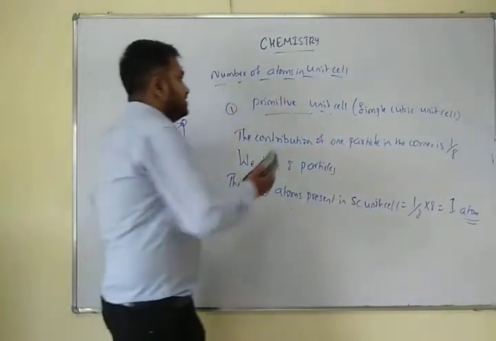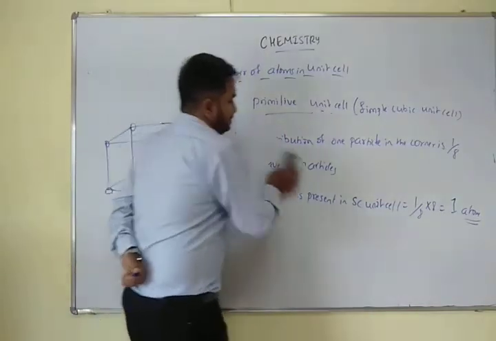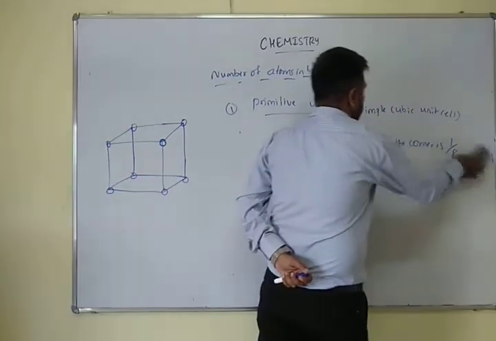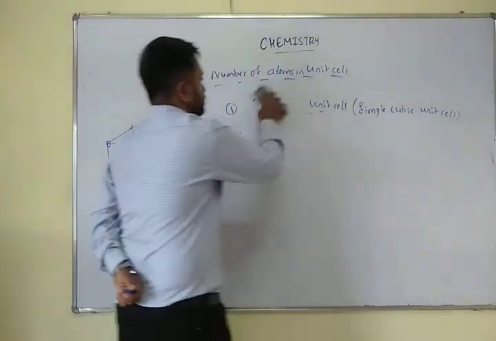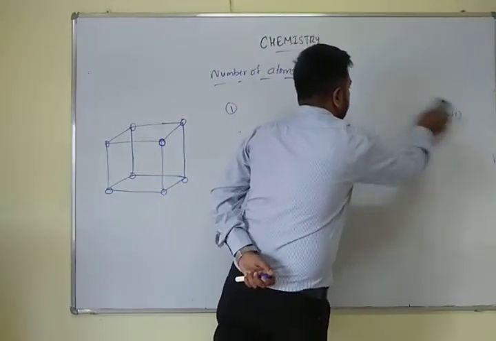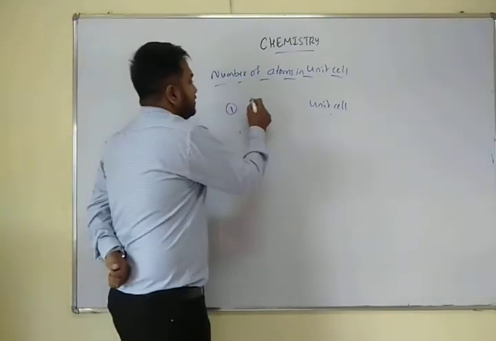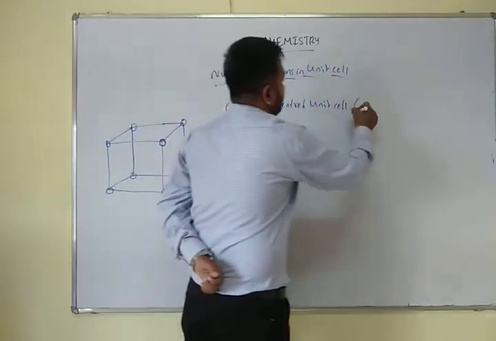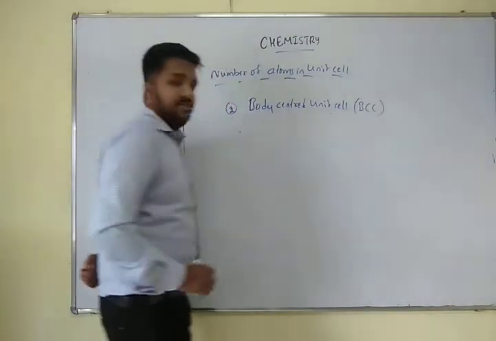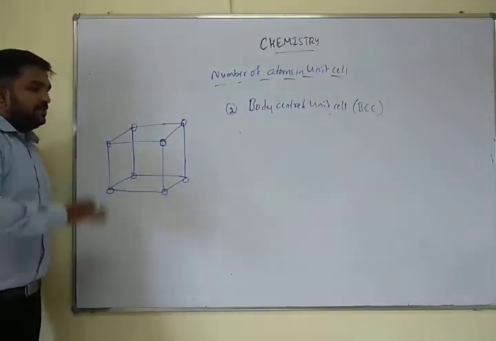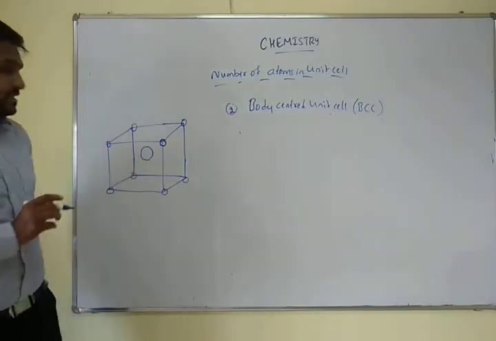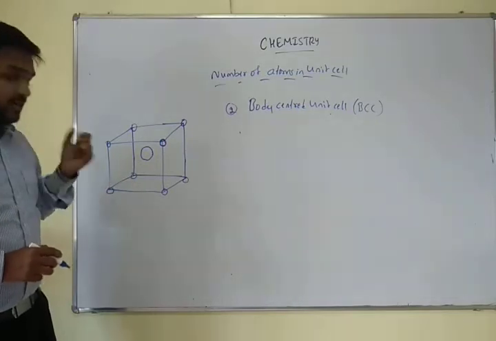Now let us look at the centered unit cells. In that, we will focus on the first one, the body centered unit cell. We call it BCC. In this case, we will have the particles in 8 corners and also an unshared particle in the center of the body. This type of particle we call a body center particle.